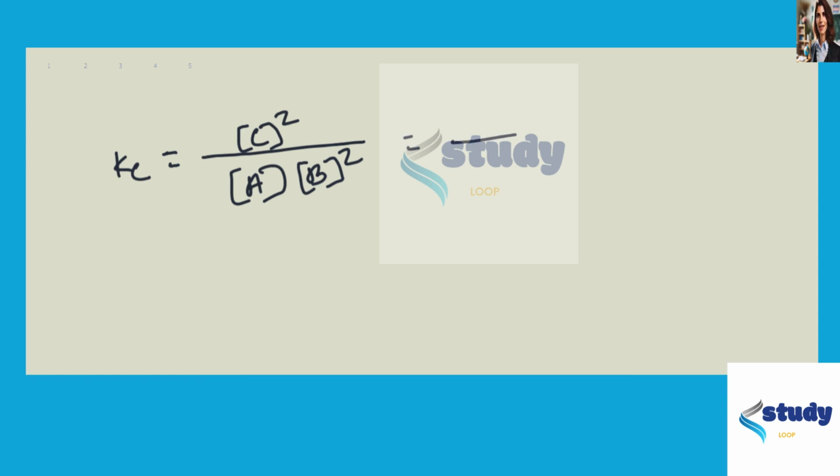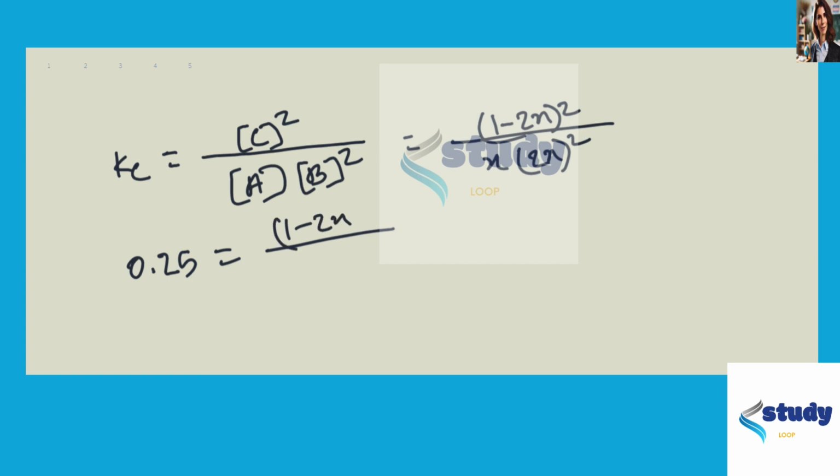Now if we plug in the equilibrium concentration values, C's concentration is (1 minus 2x) whole squared, A's concentration is x, and B's concentration is (2x) whole squared. And now we know the value of Kc, which is given as 0.25. That means 0.25 is equal to (1 minus 2x) whole squared over 4x cubed.